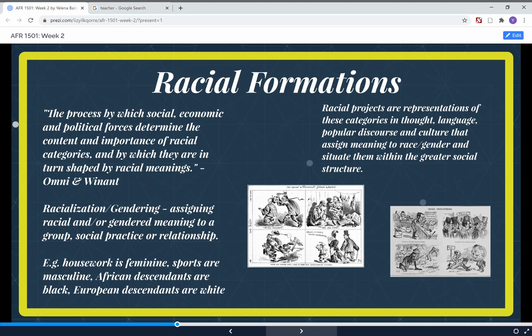And it often takes place through what we call racial projects. That's just the way in media, in marketing, in literature, in film, those are all projects, right? It's just the cultural means through which we assign meaning to particular races, genders, etc., right?